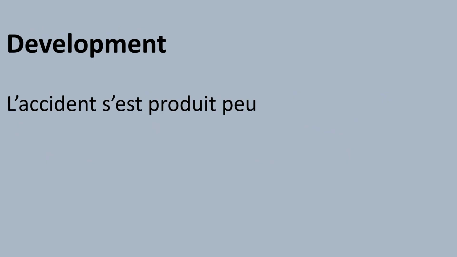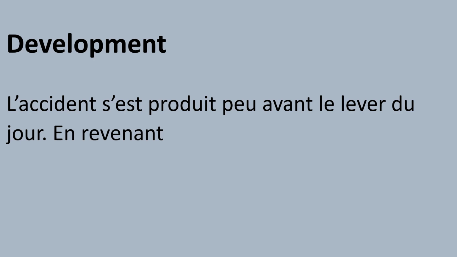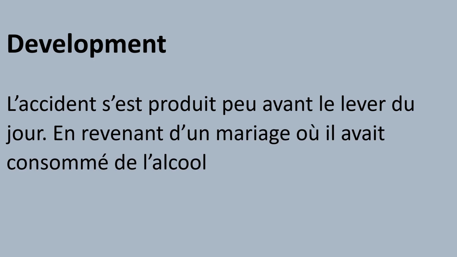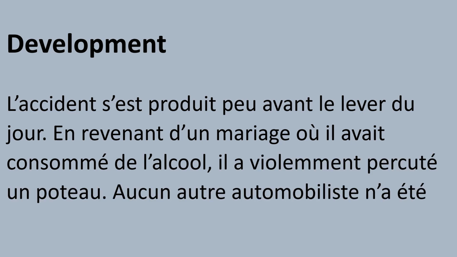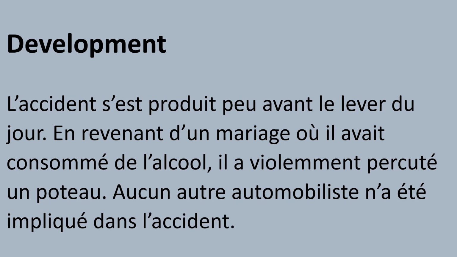Now for the development, well, as it says, you have to develop. So you need to say really what happened. So here I'm going to say that he hit a pole. Okay? And I have to also mention the fact that he had drunk a bit of alcohol, which might be the reason why there was this accident. And I'm also going to add that he did it on his own. Nobody else was involved in the accident.